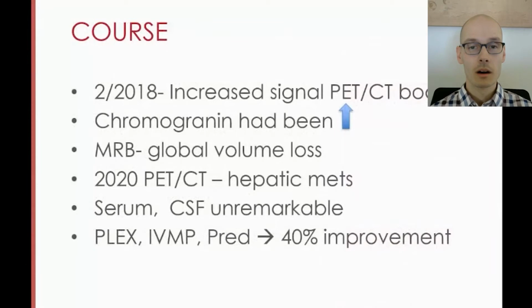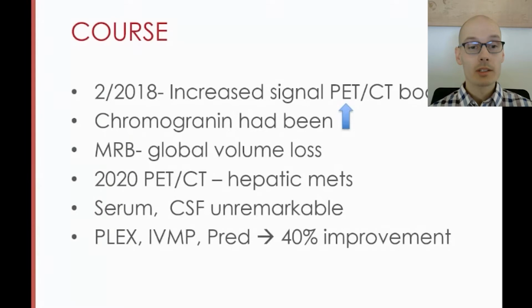Turns out, after we got more information, a PET screening exam of his body did show some nonspecific increased signal in chromogranin, which is a marker of neuroendocrine tumors, had actually been increasing. MRI did not show anything specific at the time of evaluation in 2020 inpatient evaluation. However, a repeat PET CT did show hepatic metastases of likely the same process, which was going on 6 years prior.